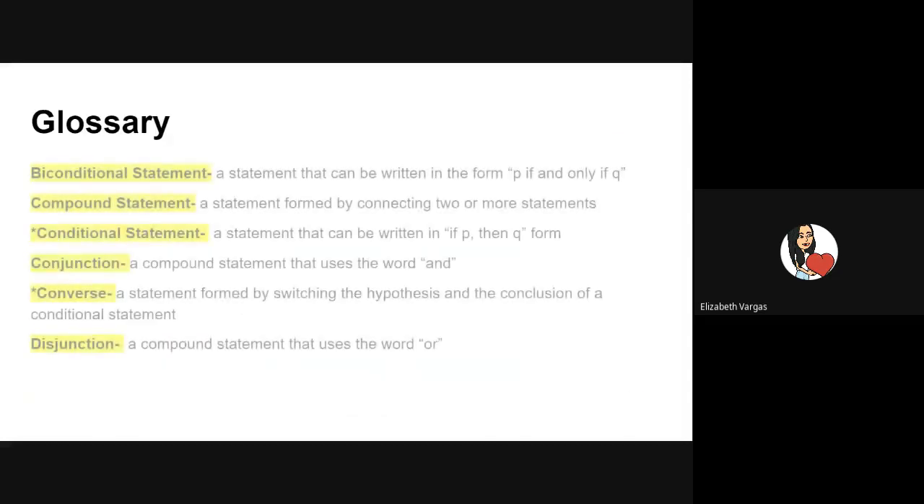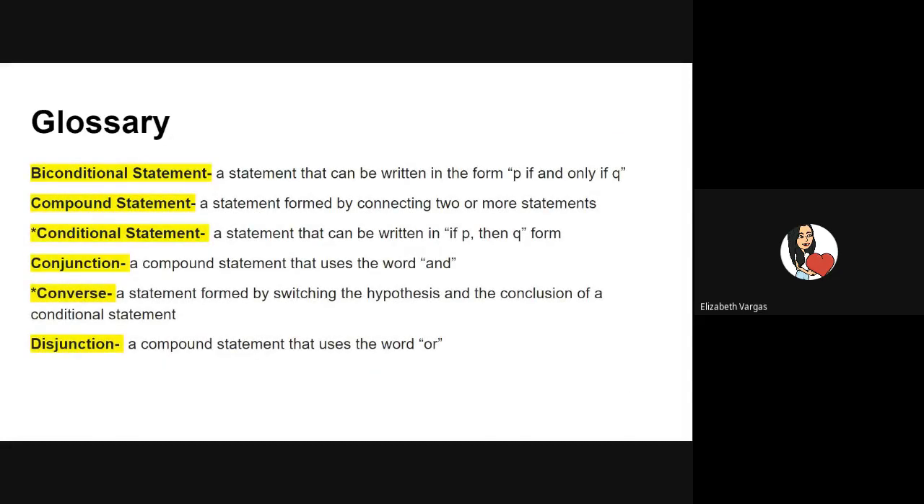Okay. So what did we go over today? Well, we reviewed conditional statements and the converse. We learned about a compound statement, and then we learned about different types of compound statements: conditional, biconditional, conjunction, and disjunction. And so a biconditional connects two statements using the word if and only if. A conditional connects two statements using the word if and then. A conjunction combines two statements using the word and, and then a disjunction uses the word or.